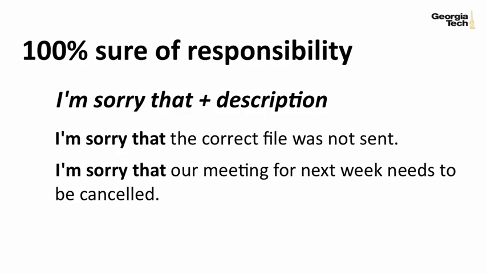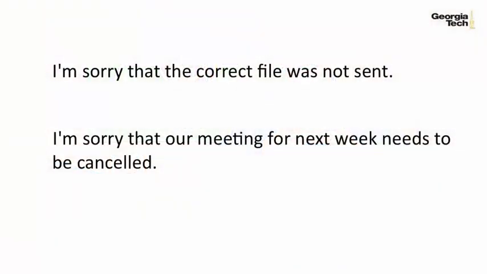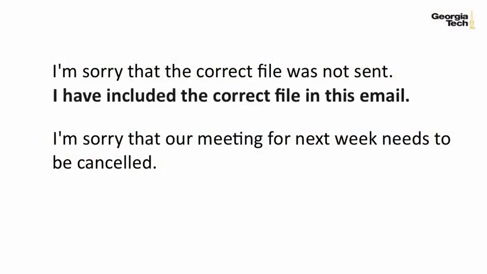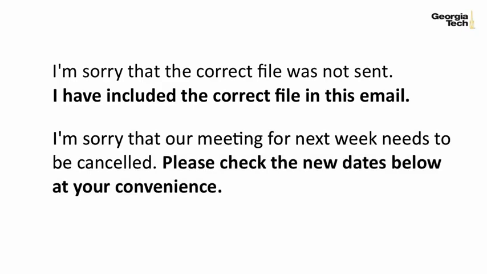In this example, the author is 100% sure that their side is responsible for the inconvenience caused. In these cases, it's important to follow up with a clear description of the actions necessary to correct the situation, which can include alternative dates in the case of this example. For instance, the next sentences could be, I have included the correct file in this email. Please check the new dates below at your convenience. An apology is needed whenever there is miscommunication, but it is always important to communicate ways to solve any inconvenient consequences, especially if we were the ones who caused them.